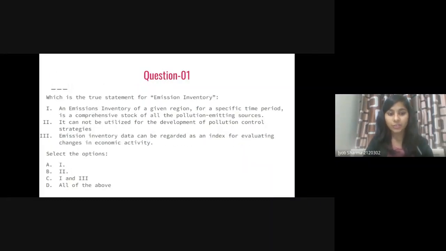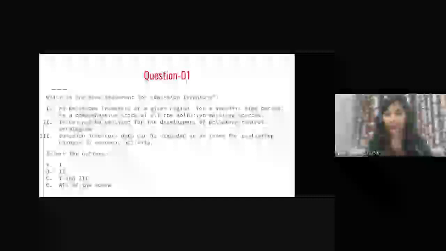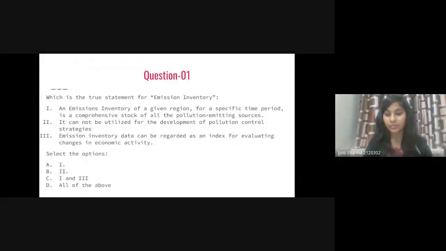So I have the first question. Because the whole topic is related to emission inventory, I put my first question related to emission inventory itself. I have three statements, and I want to ask which statement or statements are correct.